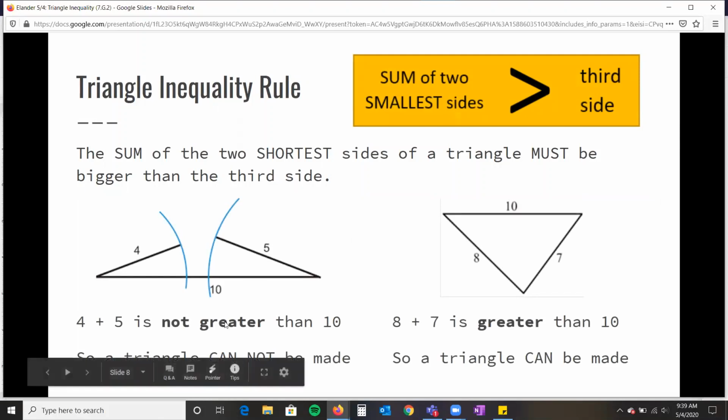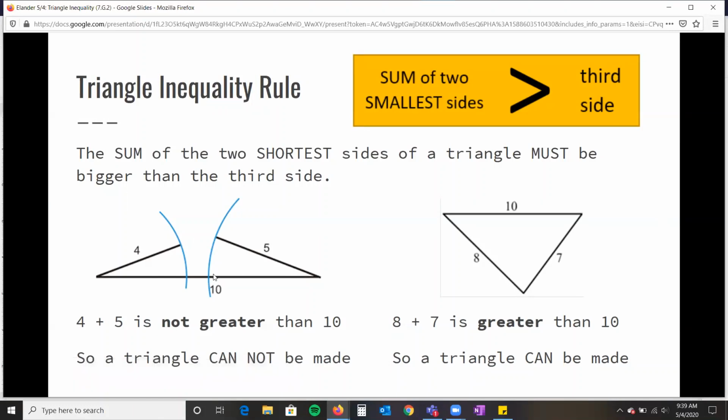So look at this image here. 4 and 5 is not greater than 10, so a triangle cannot be made. I want you guys to really look at this image on the left. If 10's my pen here, right? Even if I had one that was a 4 and one that was a 5 this time, 4 and 5 only make 9. And so even if I put these straight down or up, right, those blue lines represent places I can put them, I can't make a triangle. They won't connect.